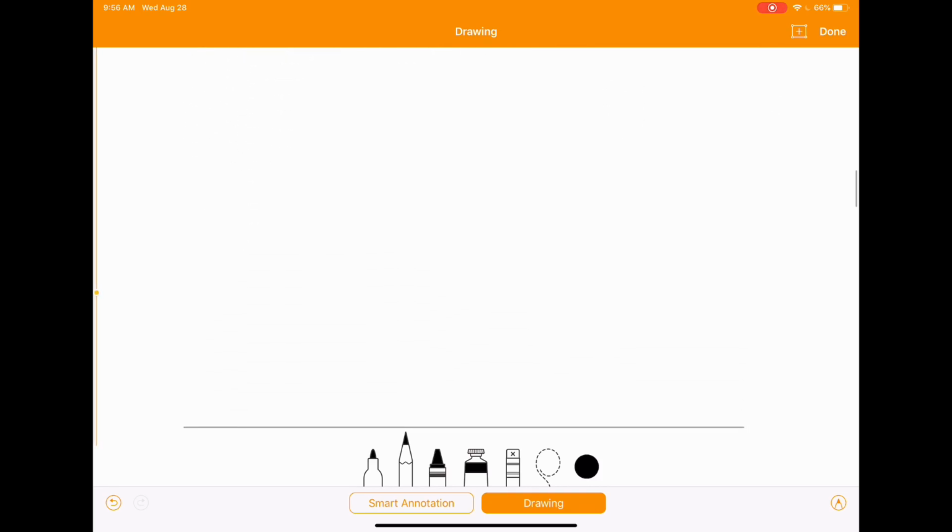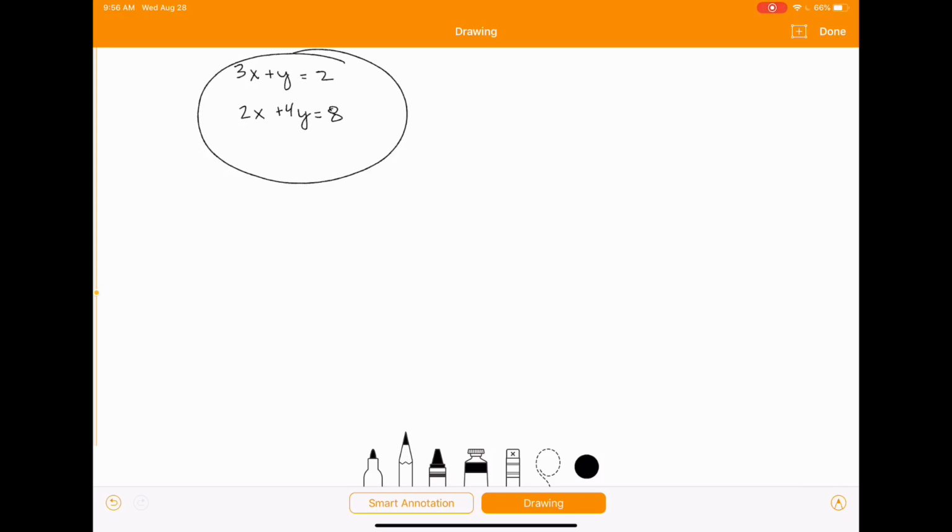All right. Now, if you're given a system of equations in, let's say, this form, 3x plus y equals 2 and 2x plus 4y equals 8. Now, as you can see, neither of these equations are set up in the x equals or y equals form, but you can go ahead and solve for that. So I'm going to take this first equation and solve for y.